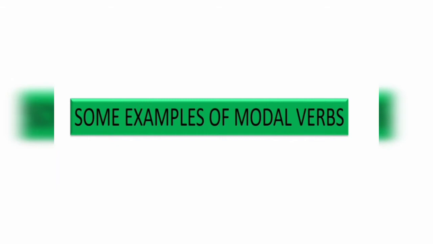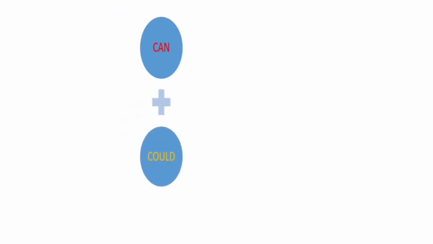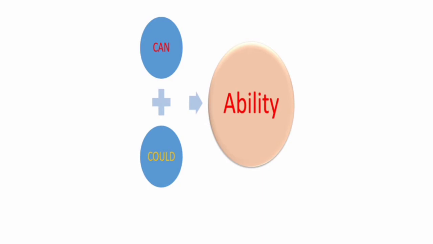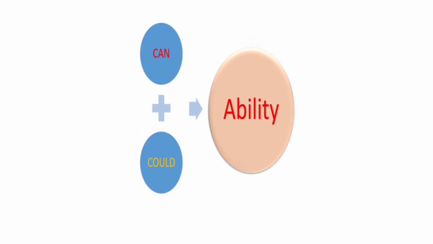So let us have some examples of modal verbs. We have can, could. And when do we use can and could? We use it to show ability.